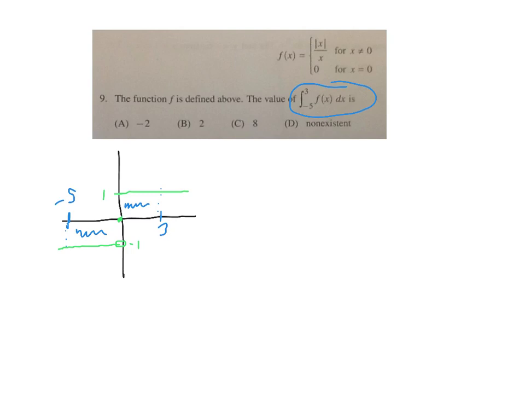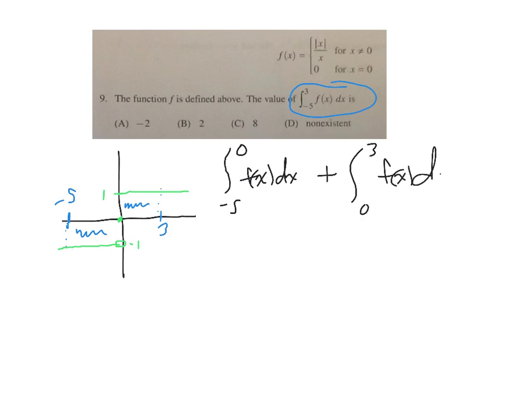So once again, like number 7, we're going to have to split this integral up. So I'm thinking I got the integral from -5, so I'm going to split this one up from -5 to 0 of, I'm just going to put f of x, because really this is going to be a visual type of question. And then we're going to add on this integral from 0 to 3 of f of x dx.